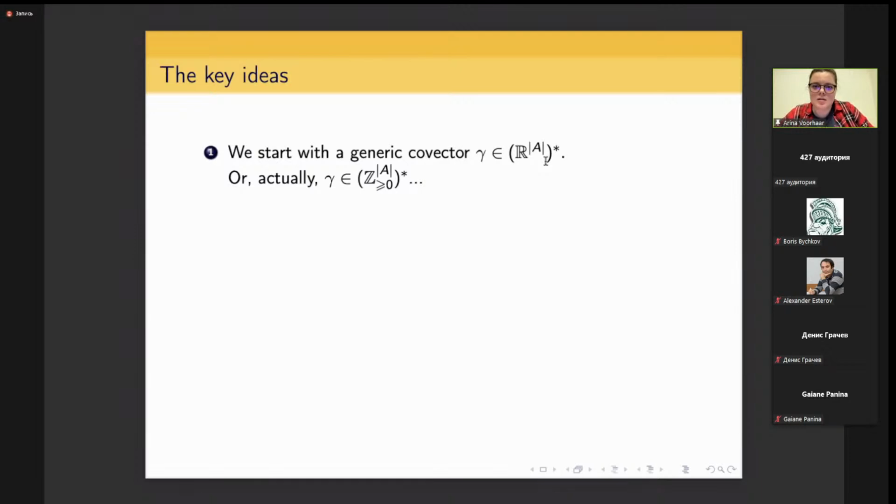Actually, and this wasn't asked by the audience, but it's actually true. It's enough to consider not only the covectors with integer coordinates, but also non-negative coordinates. That's what I've been doing all along, but it didn't cause any questions. The reason behind this is that, just as the discriminant and the resultant, the Morse discriminant is homogeneous in many, many nice ways.